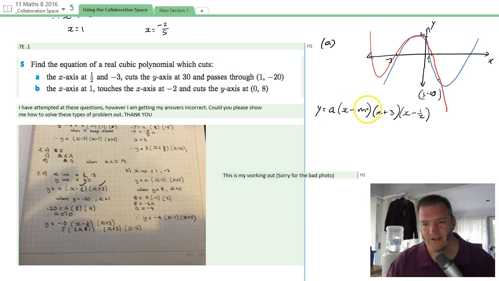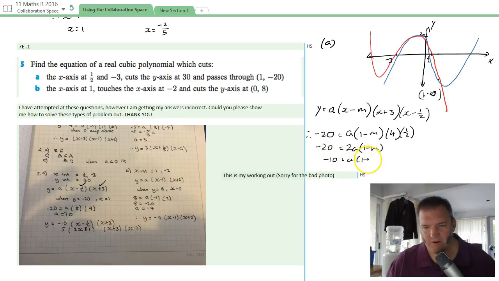So here we've got an interesting thing, though. I've got two variables I need to figure out. But what else do I have? I've got two other points. When x equals 1, the total value is -20. So if I substitute that in first, I'm going to have -20 equals a, 1 minus m, 1 plus 3 is 4, and 1 minus a half is a half. So now I've got -20 equals 4 by half is 2, so 2a, 1 minus m, or -10 equals a times 1 minus m.